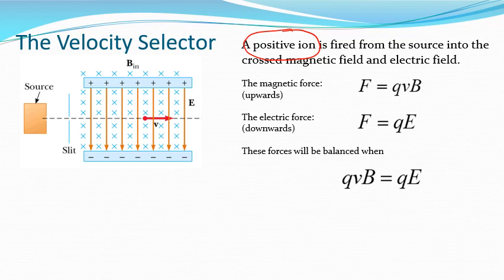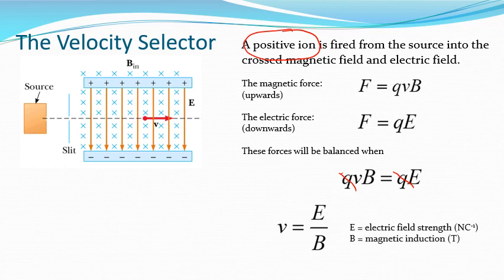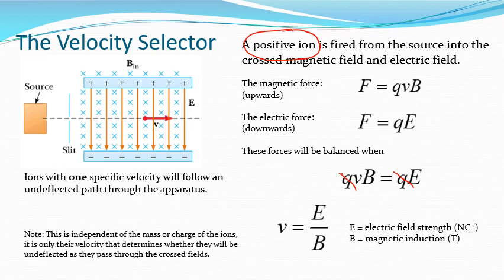You can see that we can cancel out the charge because it's in both terms, and then we get that the velocity is equal to the electric field strength divided by the magnetic field strength. So ions of this particular velocity will have an equal force upwards and downwards and will move through both fields undeflected. So it doesn't depend on their mass at all, and it doesn't depend on the charge. It just depends on their velocity.